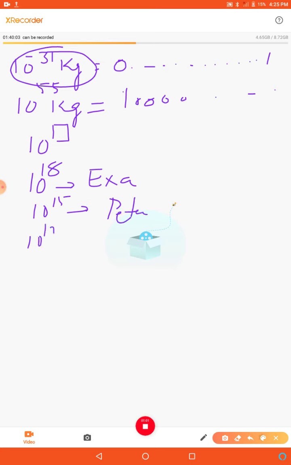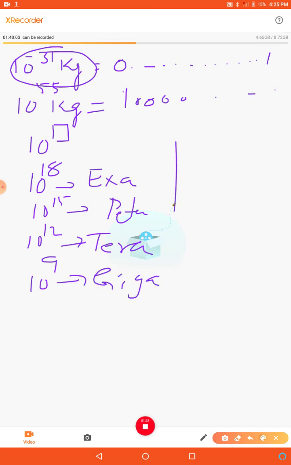10 power of 12 is called tera, as in terabytes. 1 TB hard disk, 2 TB hard disk, that is called tera. Then 10 power of 9 is called giga, as in gigabytes. GB, 1 GB, 2 GB they say. In computers and mobiles we say 1 giga. The RAM is 1 GB RAM, 2 GB RAM, and the hard disk is 1 TB, that is 1 tera, 10 power of 12.